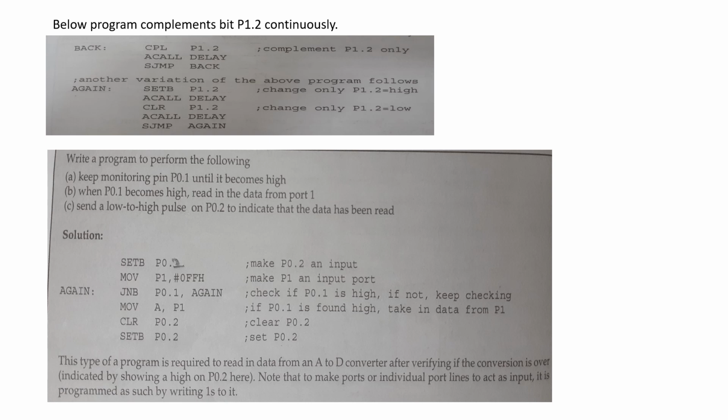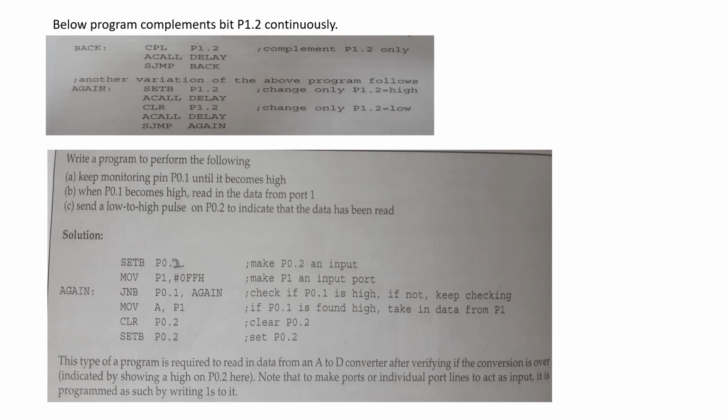SETB P0.1, so we are making P0.1 an input pin. Now MOV P1, #0FFH. Now we are writing 1 to P1, so we are making P1 an input port. Then JNB P0.1, again, it's a loop.